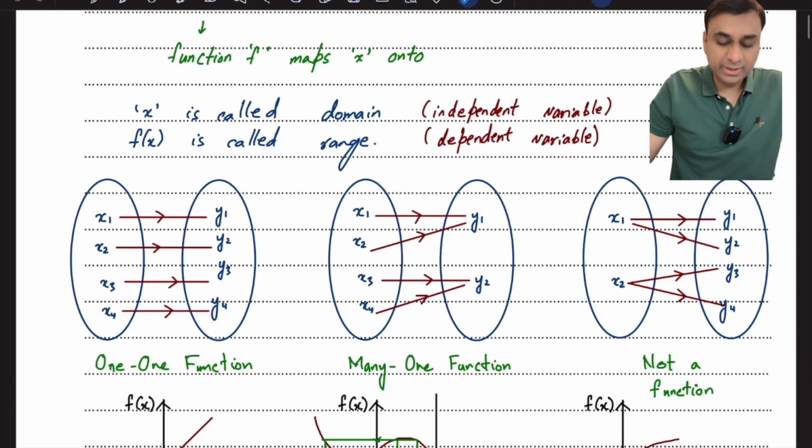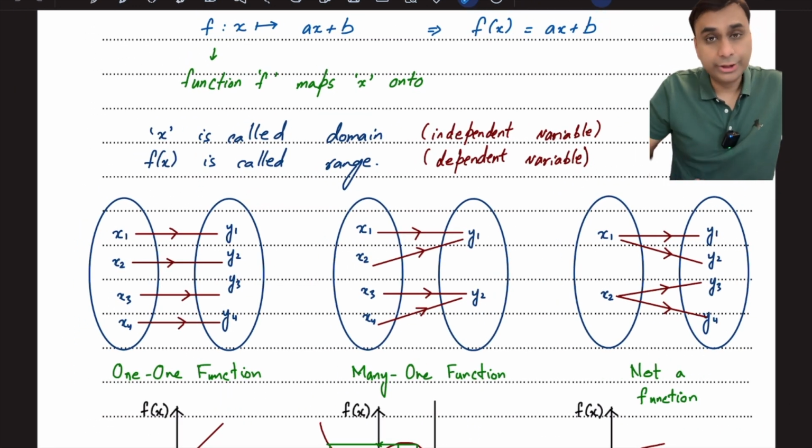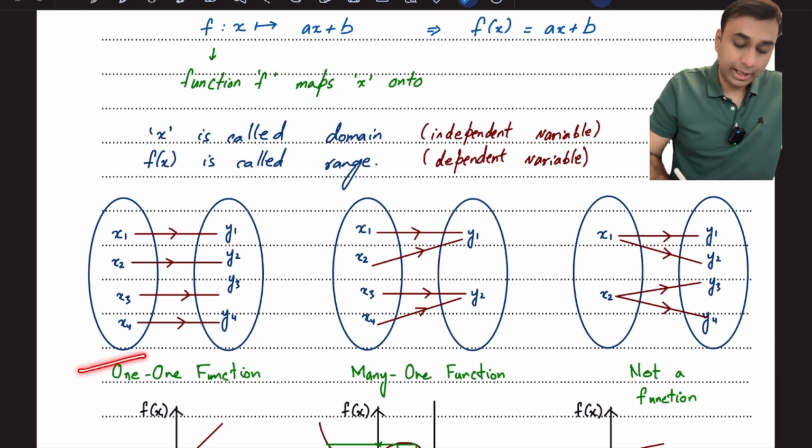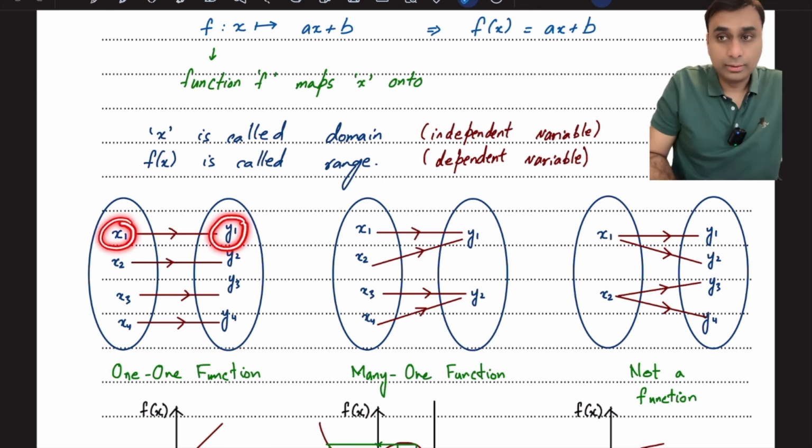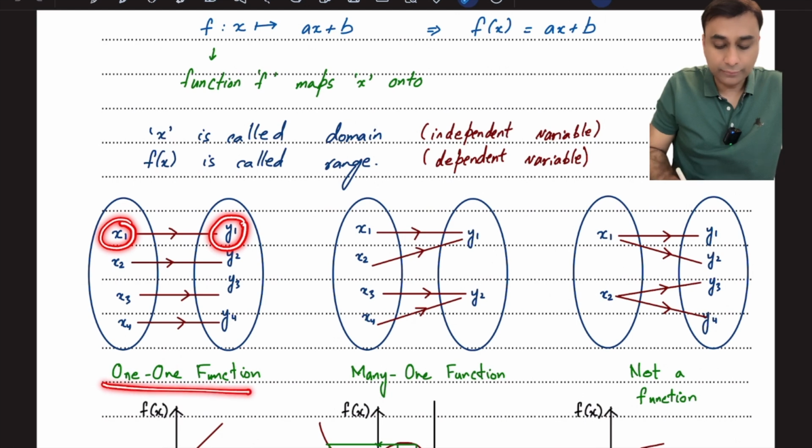So if I represent these values of domains and ranges as sets, and I have sets of values of x and y, then I could be getting into a situation where each value of x corresponds to only one value of y. And if that happens, then this kind of function is called a one-to-one function.